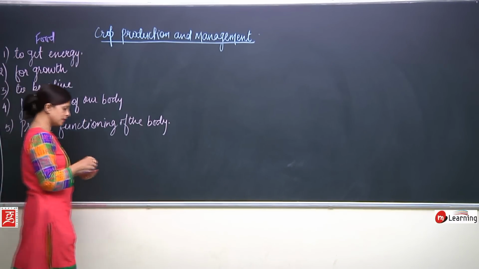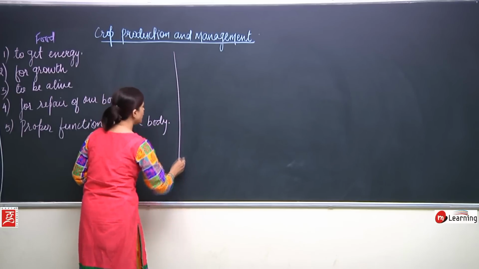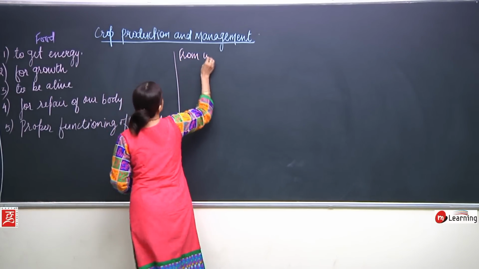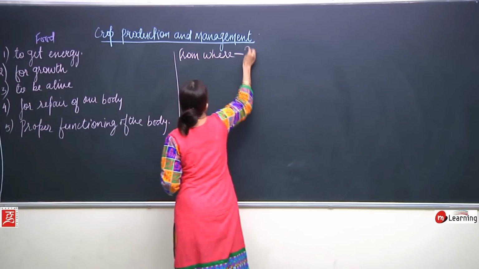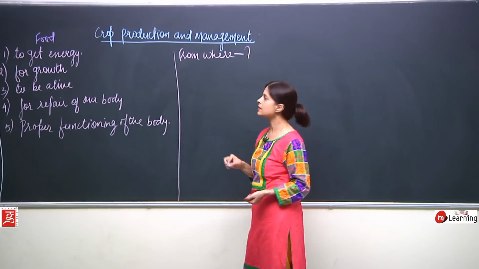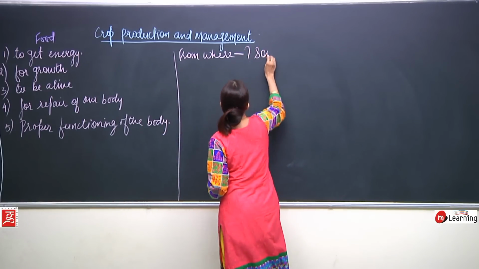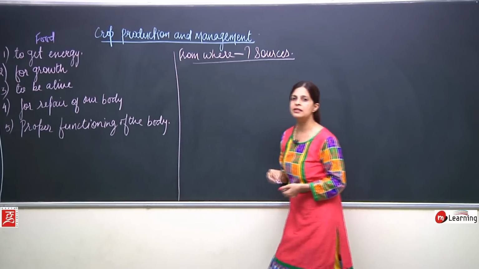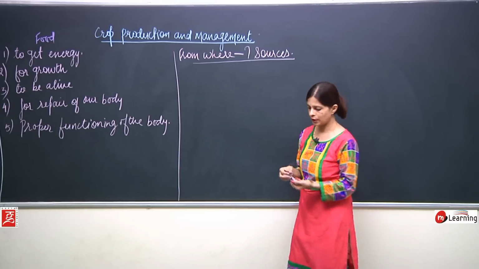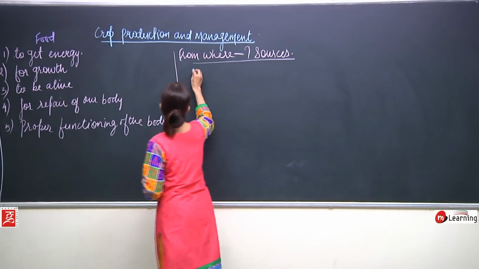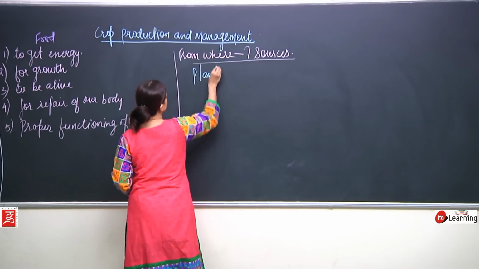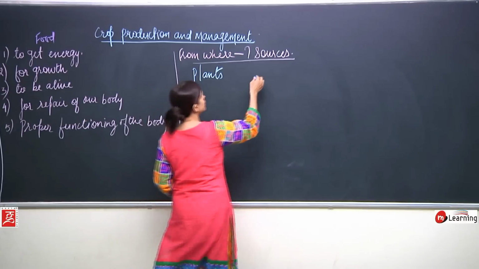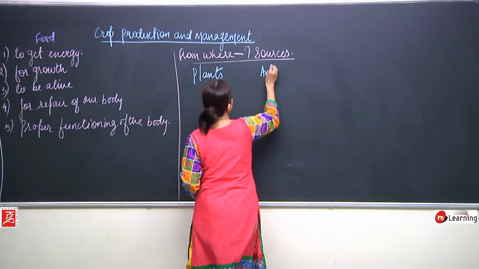Now, second question is, from where does this food come? Or I can also say, what are the sources of our food? Whatever we eat, we get it either from plants or animals.